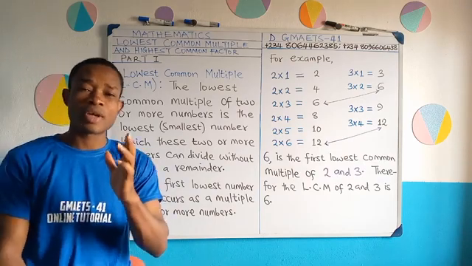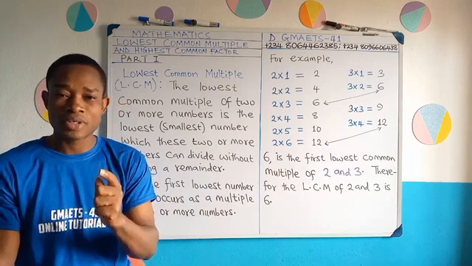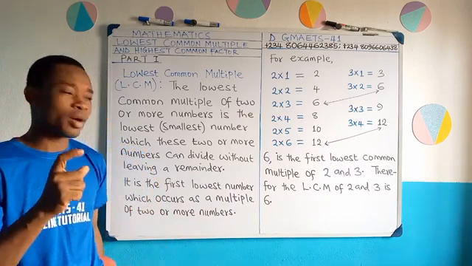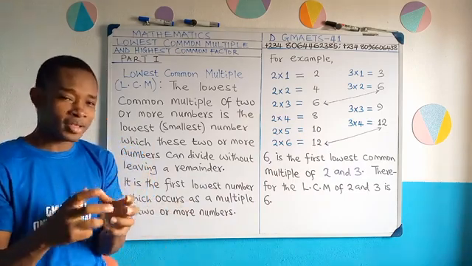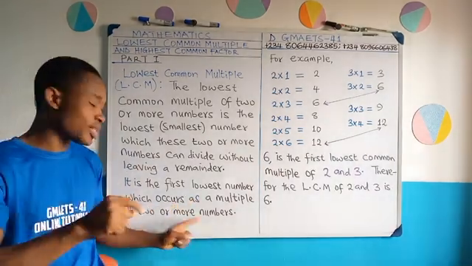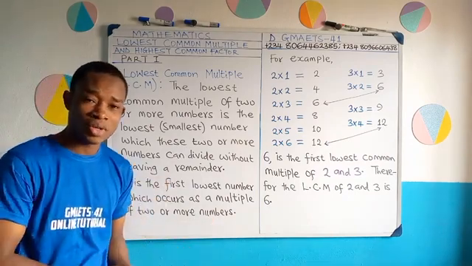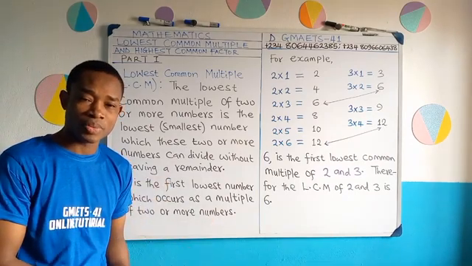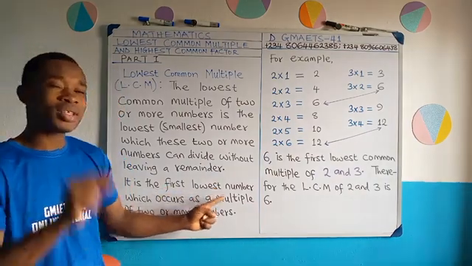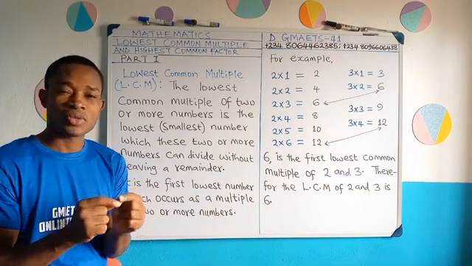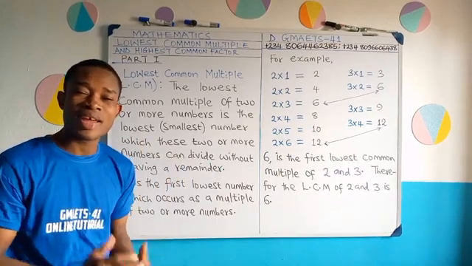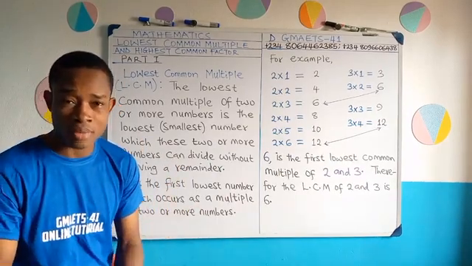Apart from saying that lowest common multiple is the smallest number that two or more numbers can divide without remainder, we can also look at lowest common multiple in another way. Here on the board we have this. The first lowest number which occurs as a multiple of two or more numbers is said to be the lowest common multiple of these numbers. Once again, the first lowest number that occurs as a multiple of two or more numbers is also known as the LCM of these numbers.